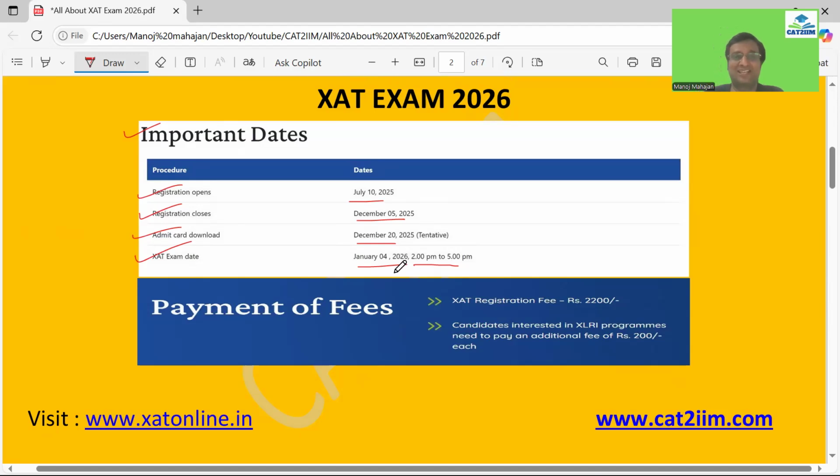As you can see, the fee is on the higher side. The registration fee is rupees 2,200. And candidates interested in the XLRI program, so this fee is for the XAT. For the XLRI program, separately you have to pay an additional fee of rupees 200 for each program. So make sure that you make the wise decision. You have to visit the website www.xatonline.in to do the registration.